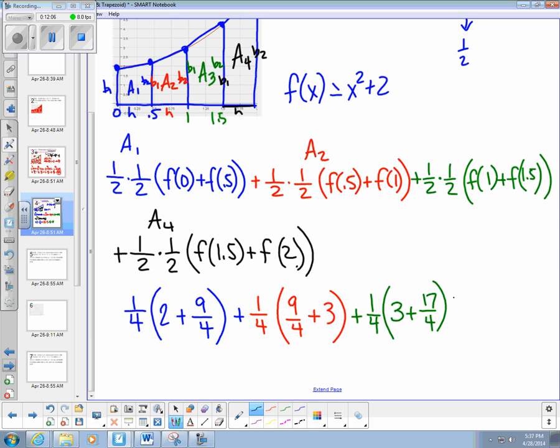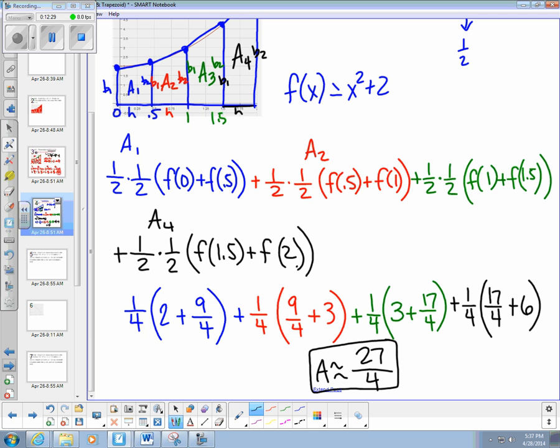Okay, and then for our last trapezoid, 1/2 times 1/2 is a 4th. Then we would have 17/4 again for the f of 1.5, and f of 2, 2 squared plus 2 is 6. When you add and do all the multiplication, your final answer should come out to be the area of the region is approximately 27/4. So put that in your calculator, see if that's the answer you get. If not, put a question mark beside it.